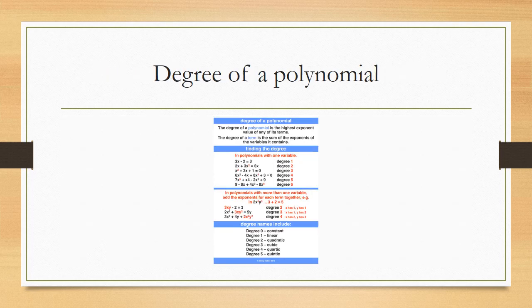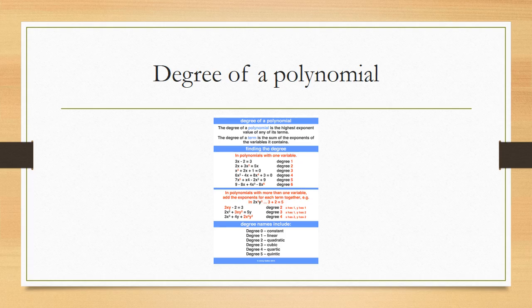The degree of a polynomial is the highest exponent value of any of its terms. The degree of a term is the sum of the exponents of the variables it contains. In the equation 3x minus 2 is equal to 3, the degree of this polynomial is 1. 2x plus 3x square is equal to 5x: the degree of this polynomial is 2. Similarly, x cube plus 2x plus 1 is equal to 0 has the degree 3. 6x square minus 4x plus 8x^4 plus 3 is equal to 0 has degree 4.